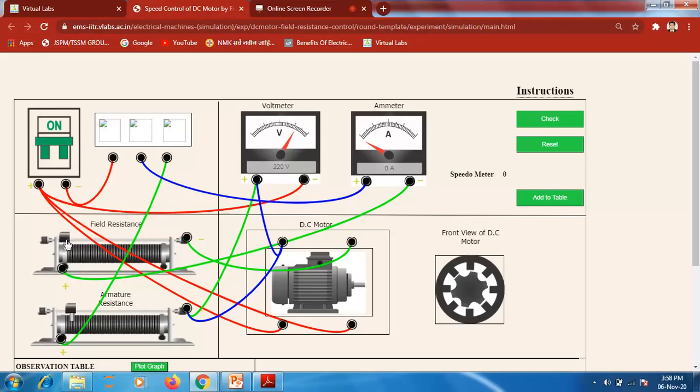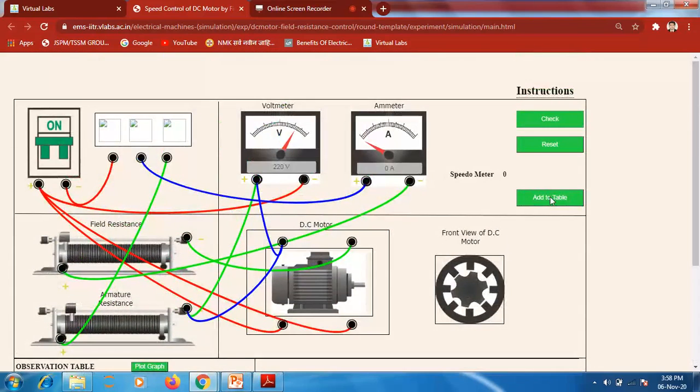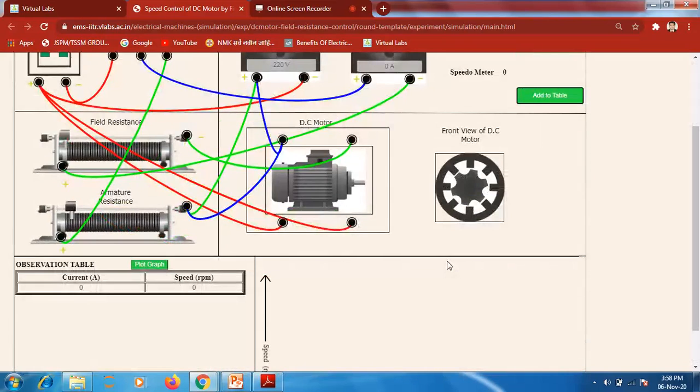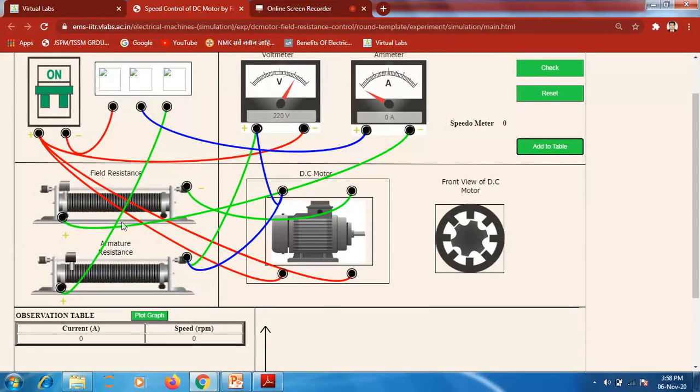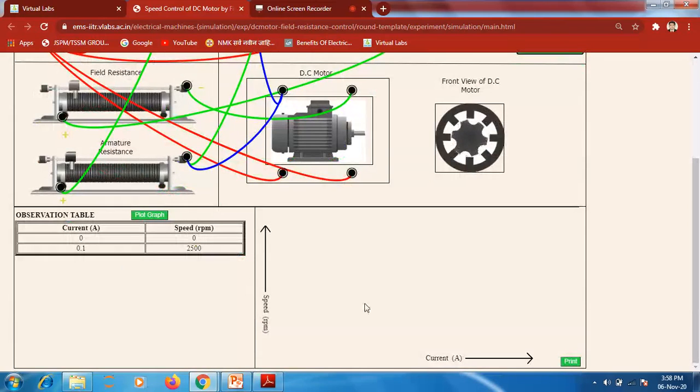If I have to add the reading to my table, the table is showing over here. By just clicking the add to table, this is my first reading, add to the table. Here our motor is going to start on its full speed. The speedometer shows the motor is running at 2500 rpm. So we have to add this value to the table. Okay, so this value is added to the table over here.